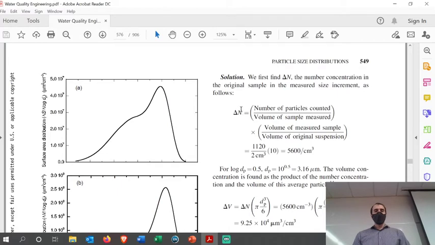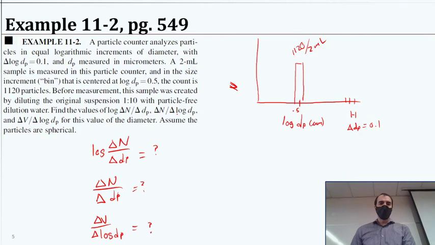So the delta N, when we described one bin, is how many particles changed across that particular size category that we described as a bin in our histogram. So that's just going to be the number of particles counted in that bin, divided by the volume of sample measured. I actually noted that when we were talking about that 1120 divided by 2 milliliters.